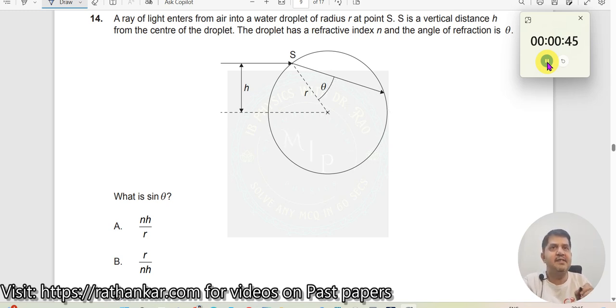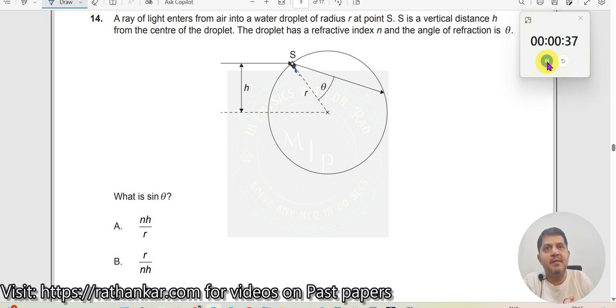The first thing is, what kind of angle is this? That's what we need to look at. If I produce this line backward like this, what is this now? This is nothing but a normal to the circle, the radius. Whenever you want to study refraction, you need to have a surface, a ray of light falls onto it, and then you put a normal. First draw the surface, then draw the normal.